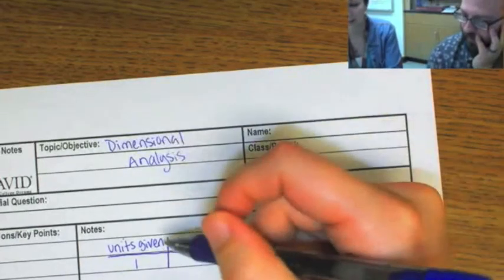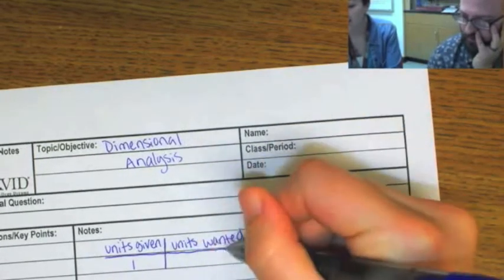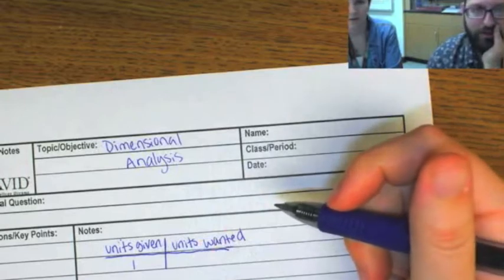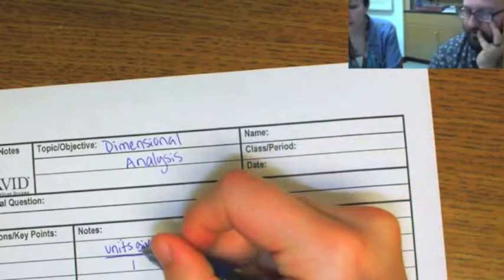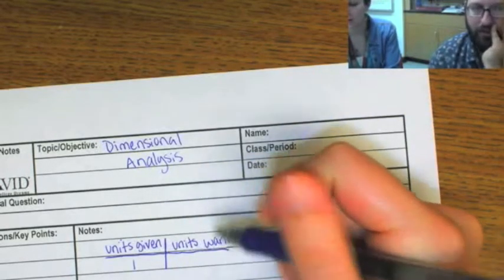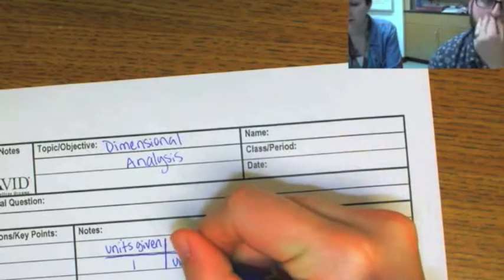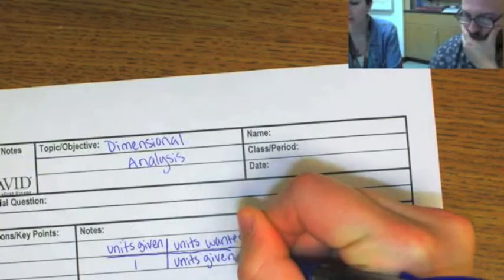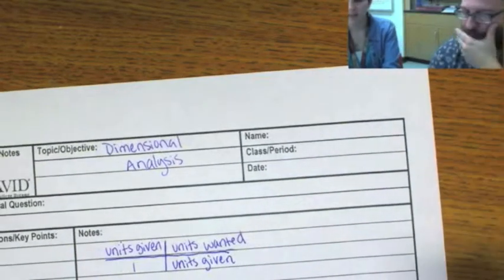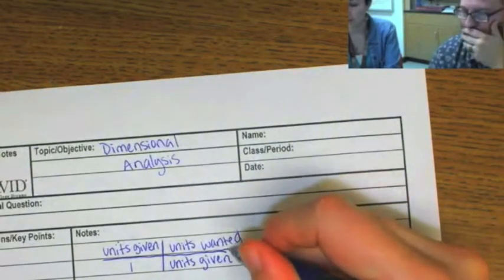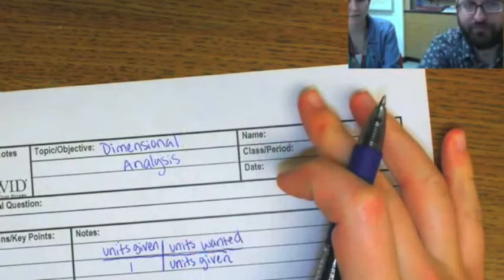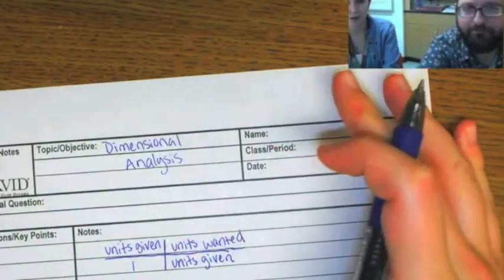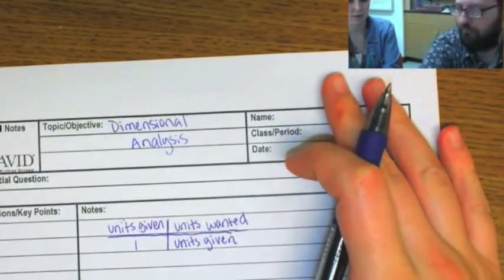And then, what goes underneath the units that I wanted? Well, I want the units I was given to cancel out, so I'm going to put another units given down here. It's kind of like setting up fractions. And that's the basic format for our dimensional analysis train tracks. Now this looks really weird because you've never done this before.